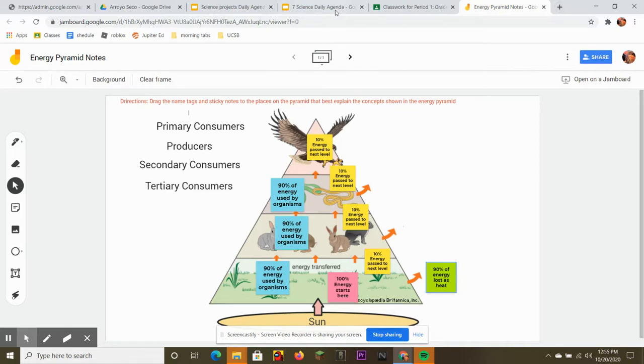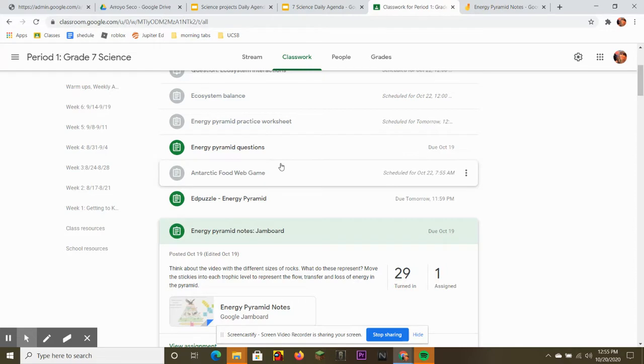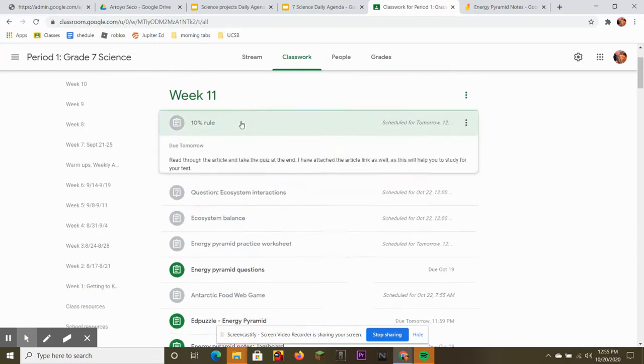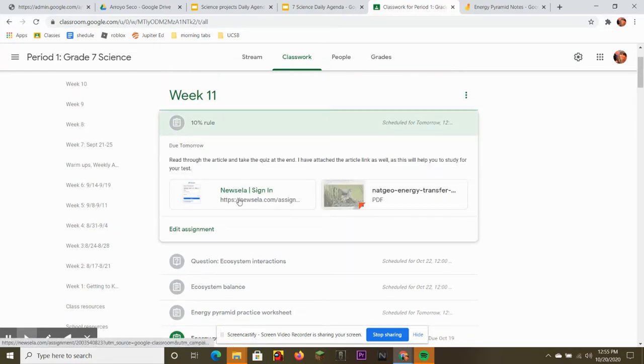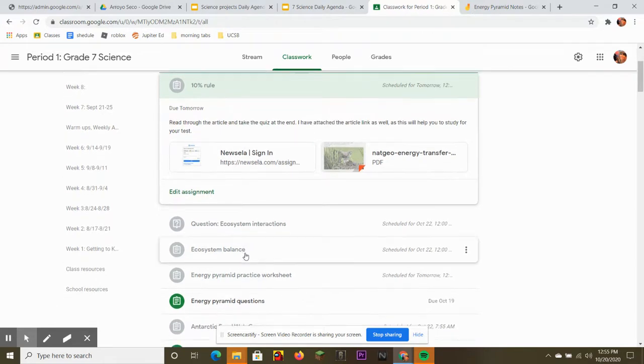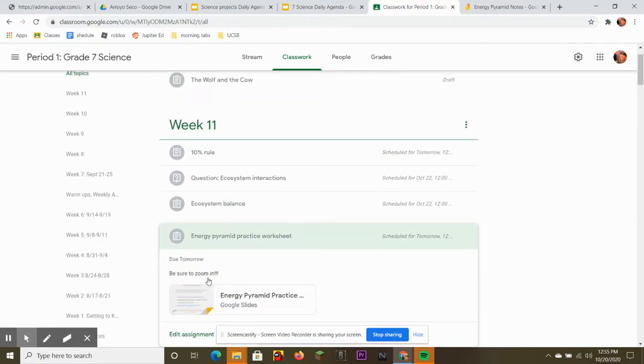Okay, so going back to our Google Classroom, here is your 10%. And you can see that I've got in here the link to Newsela, which should take you immediately to your account, your class. And I also put in the PDF, and this would be a great thing to study for your test. The other thing that you have for today is the energy pyramid practice.